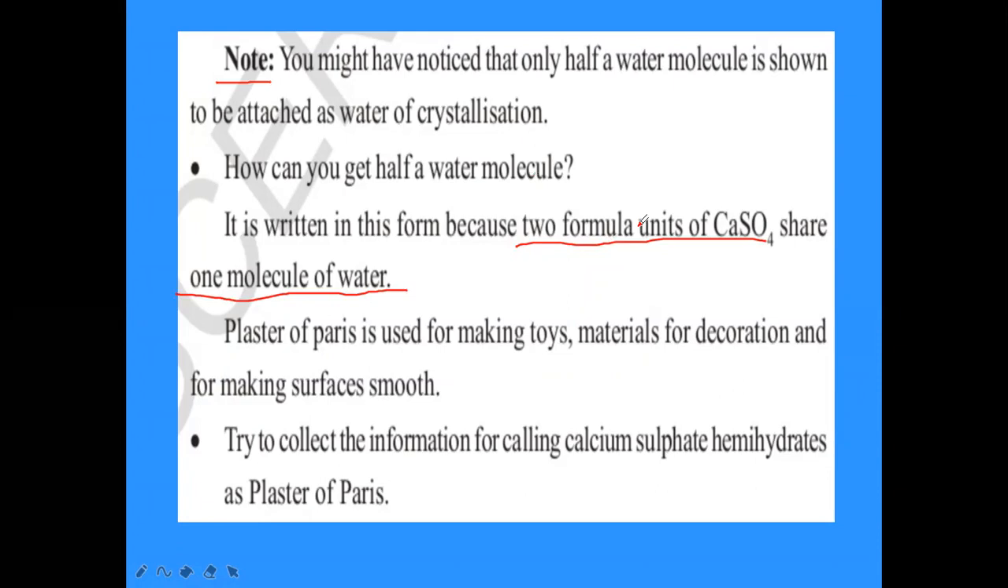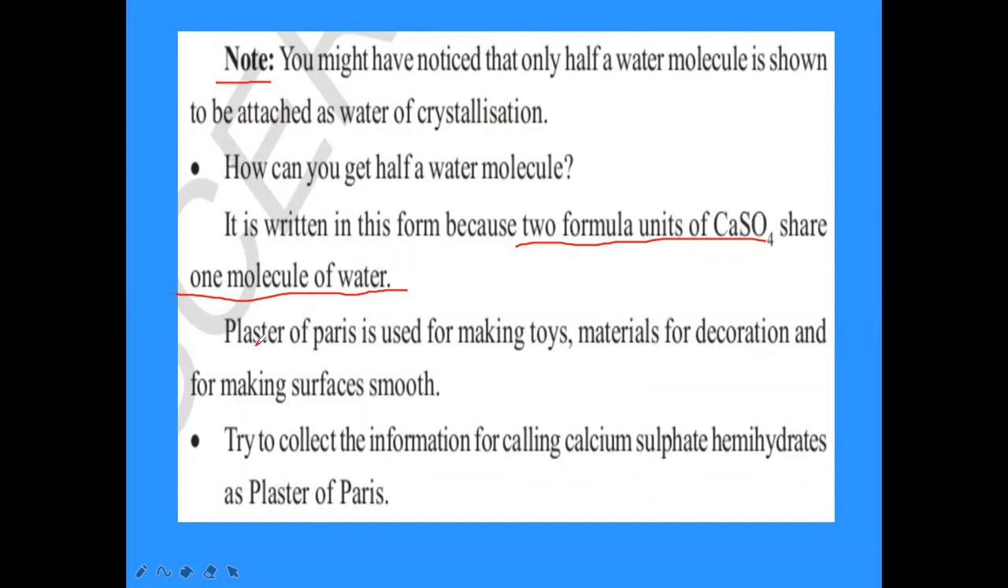Otherwise, what did I tell you to write? 2 CaSO4 dot H2O, also we can write. Why are we writing like that? Because 2 formula units of calcium sulfate will share one water molecule.